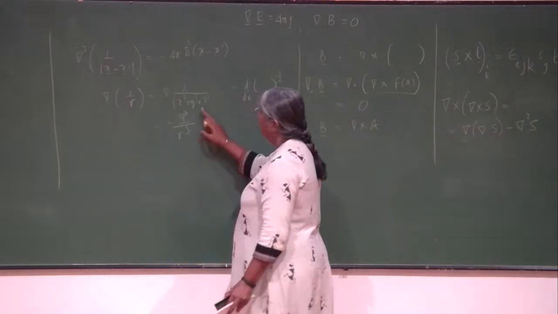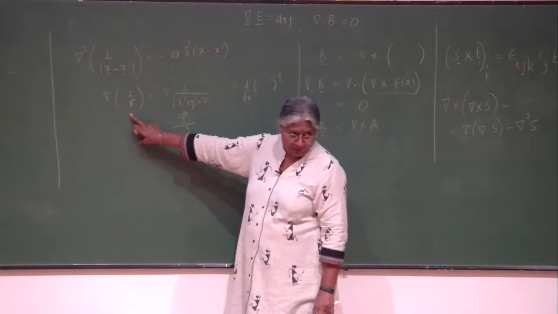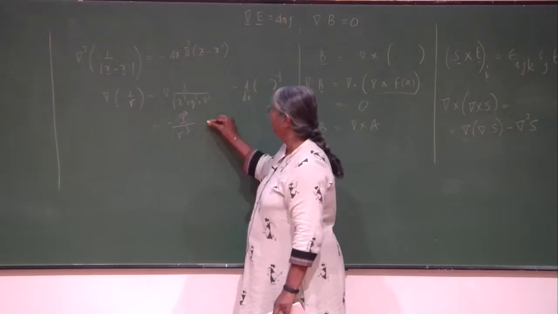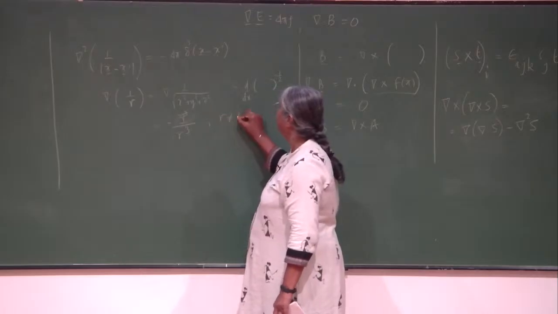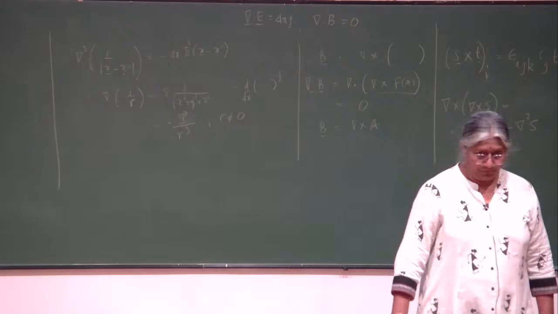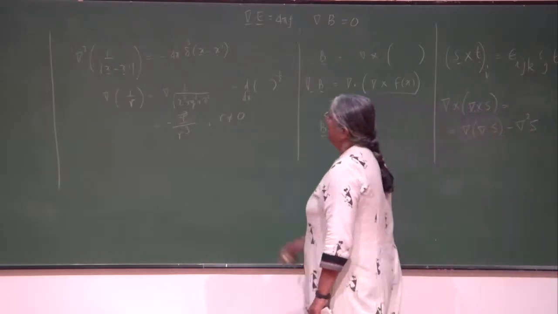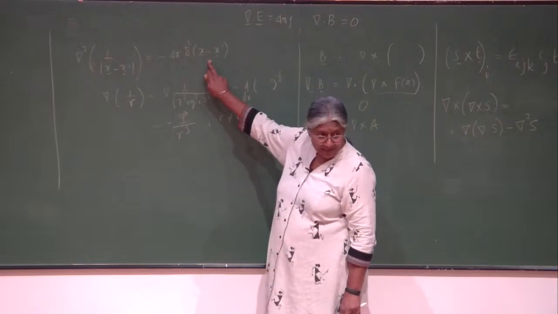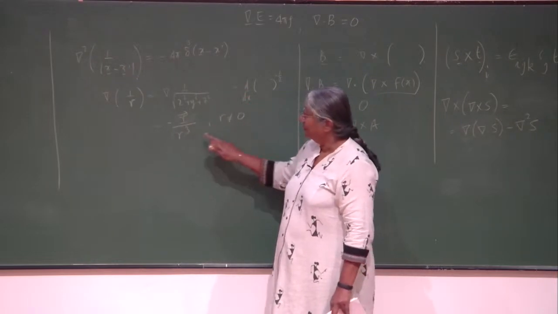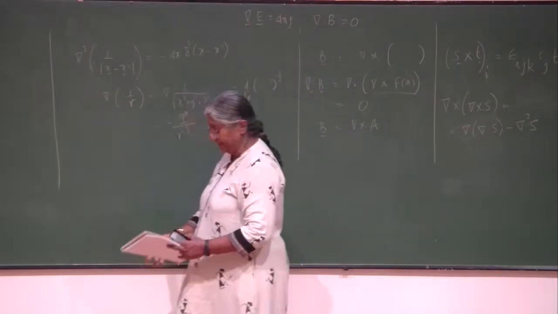Now, you can see that once I have a 1 by r, if I take x equal to y equal to 0, then this whole thing blows up, and therefore there is no meaning to the statement unless r is not equal to 0, right? So you can see immediately that the non-zero quantity is only coming when r is equal to 0. When r is not equal to 0, you have only this quantity. Now I have to do one more del on this, right?